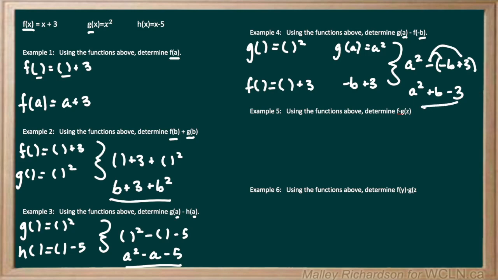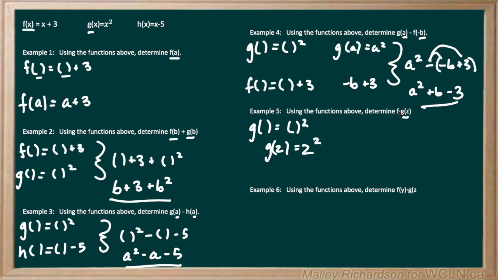Now moving on to example 5, they want us to use the functions above to determine f of g of z. So when we have a composition of the f and the g of z, we are going to start with g of z first. So we're going to use g of x, but wherever we see the empty brackets, we're going to replace it with a z this time. So now we have g of z equals z squared.